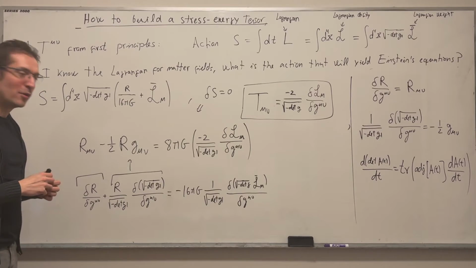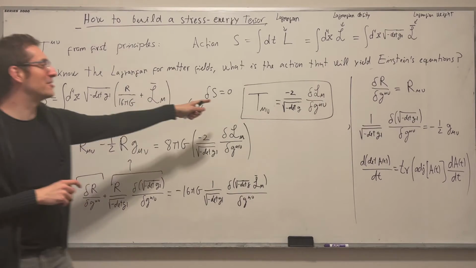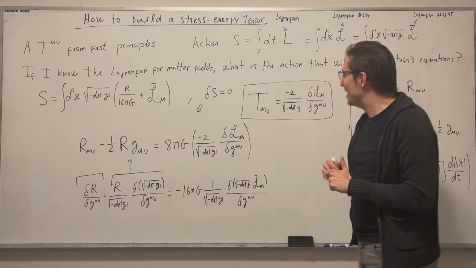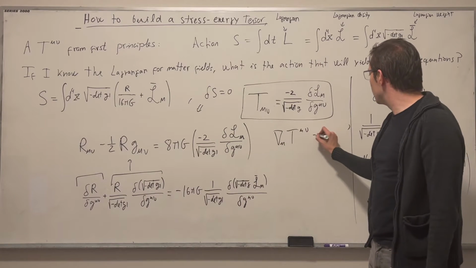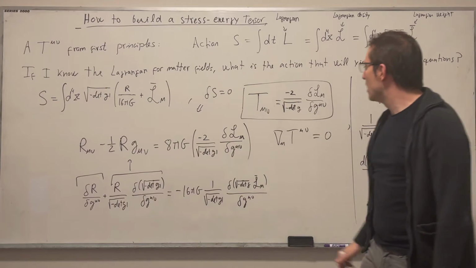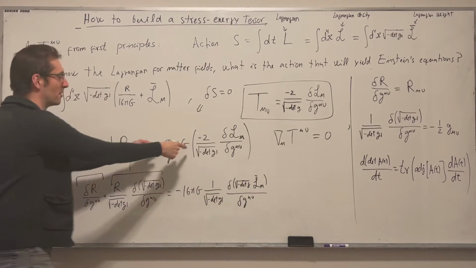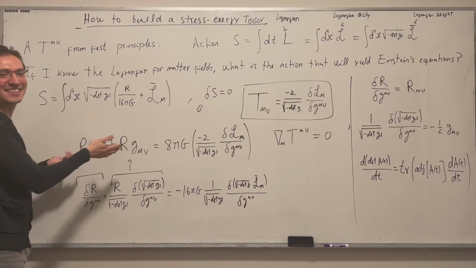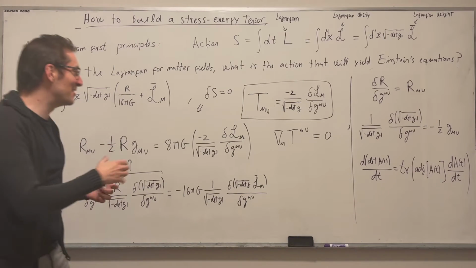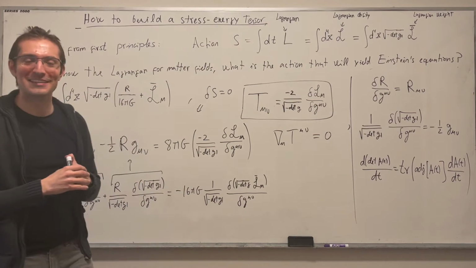Now, of course, we also know that this is divergenceless, as postulate 3 told me. How do I know that this is divergenceless? So this thing is equal to 0. How do I know that? Well, because it's exactly proportional to the Einstein tensor. And because the Einstein tensor is divergenceless, then I know that this thing is divergenceless, as the postulate says.